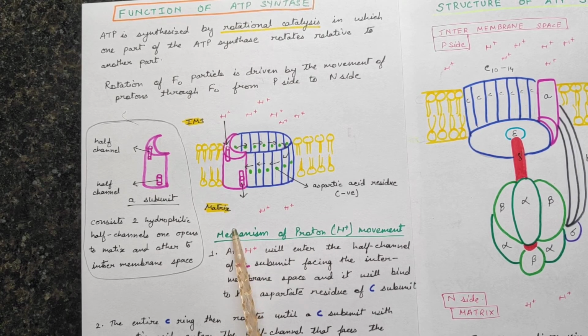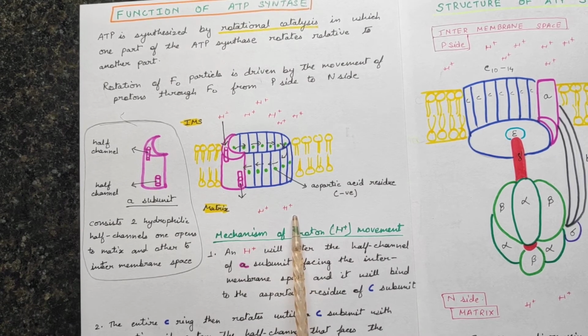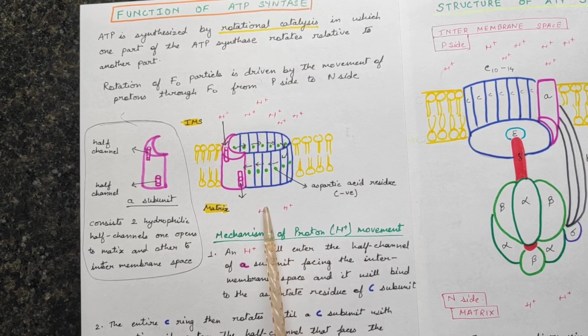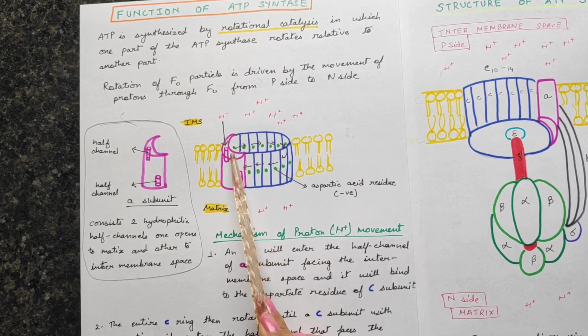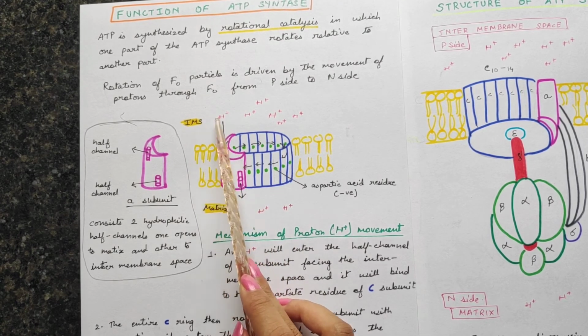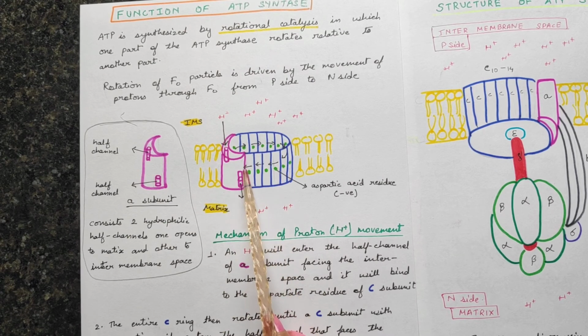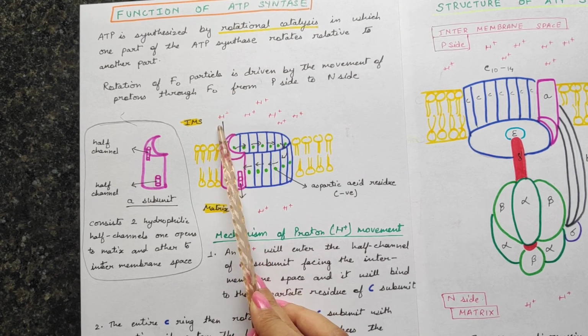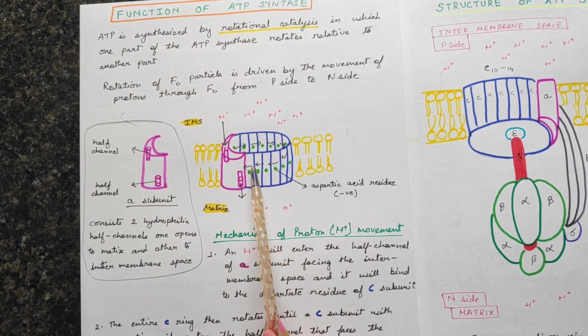Now you already know that within the matrix the concentration of protons is very, very low. So therefore, since it is having very little proton concentration, it will easily come back to the matrix. But in the whole process, what's happening? In the whole process, while passing this proton from the intermembrane space to the matrix, this whole C ring will rotate. How much will it rotate? It will rotate by 30 degrees. For one hydrogen ion, that is for one proton, the rotation of the C ring will be 30 degrees.